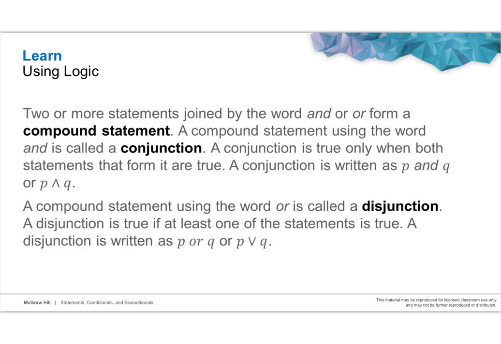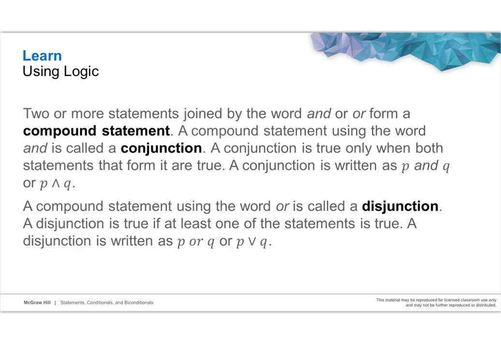When you're putting two or more statements together and you join them with the word and or or, that's what we call a compound statement. A compound statement using the word and is called a conjunction, and a conjunction is true when both statements that form it are true. A conjunction we see as P and Q or P and this caret symbol, Q.